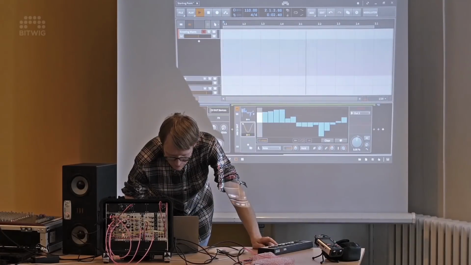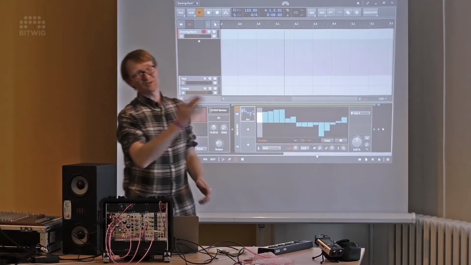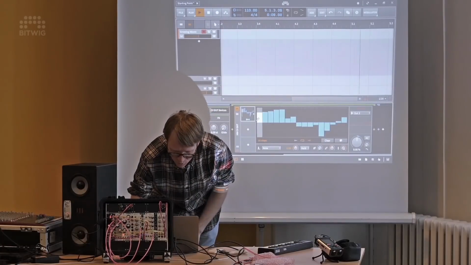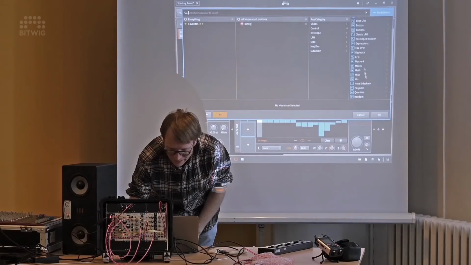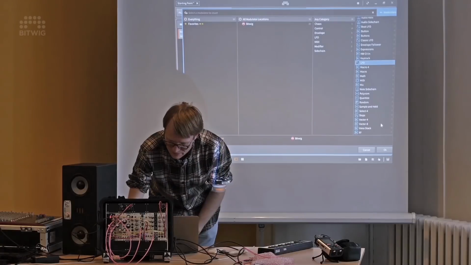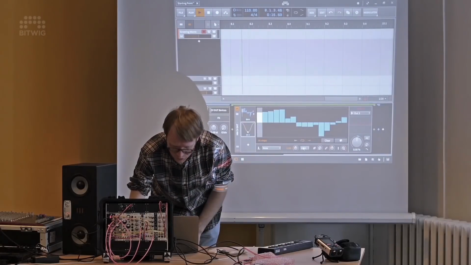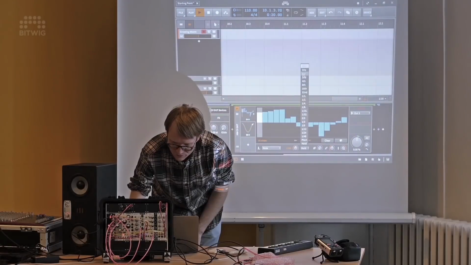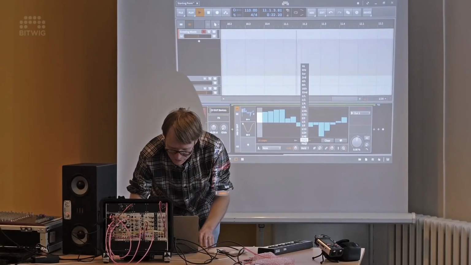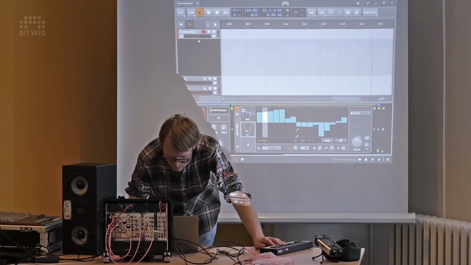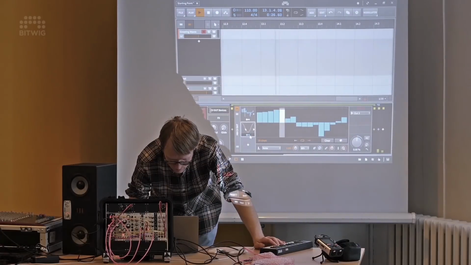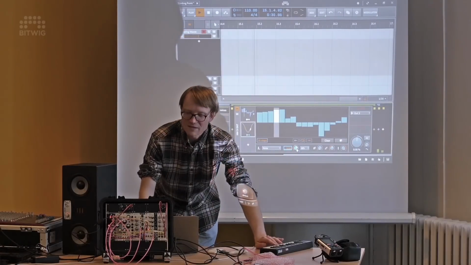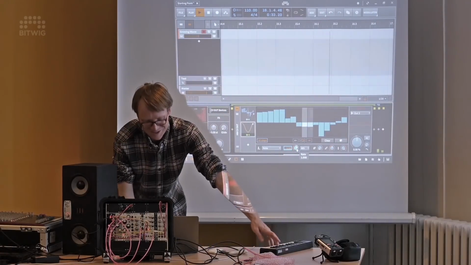Now, conversely, what the difference would be, here we're modulating the phase, which just means modulating the current position of the waveform. What we could do instead is target the actual frequency of the, in this case, step sequencer. And sometimes tell it to go faster and sometimes tell it to go slower.